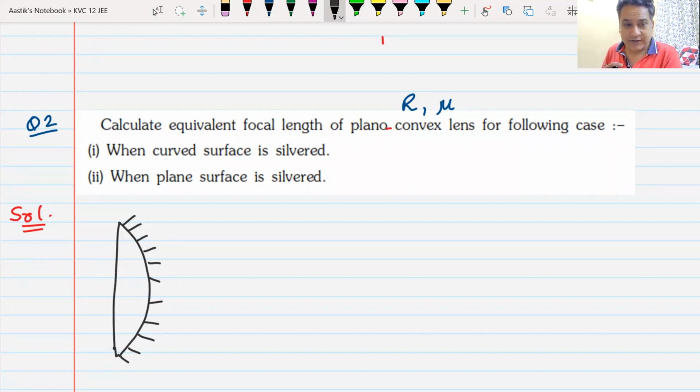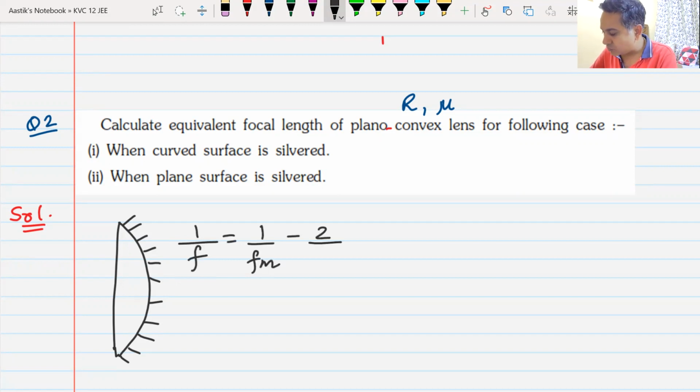I will put the formula. Which formula am I going to put? I'm going to put the formula of the lens and mirror combination. 1 by F will be 1 by Fm minus 2 by Fl. Yes or no? Do we remember this formula? I will just put the formula and get the answer.